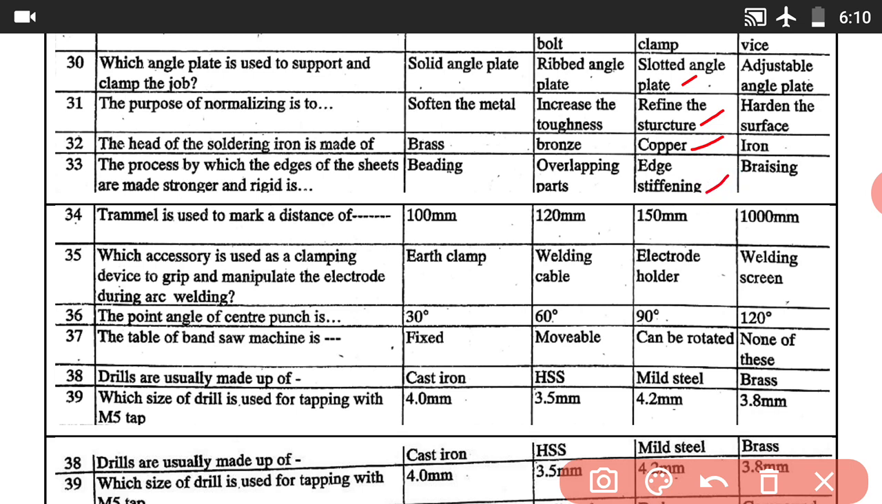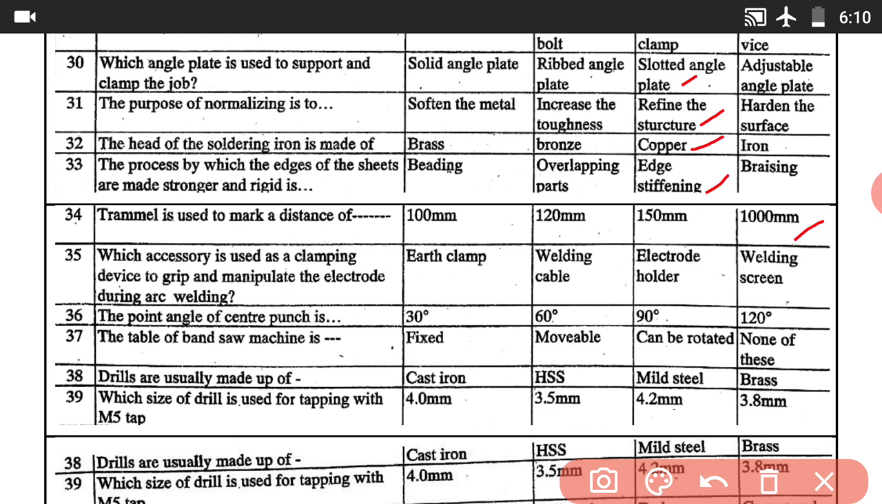Question number 34. A trammel is used to mark a distance of dash. The answer is 1000 millimeter. Option D is the correct answer.